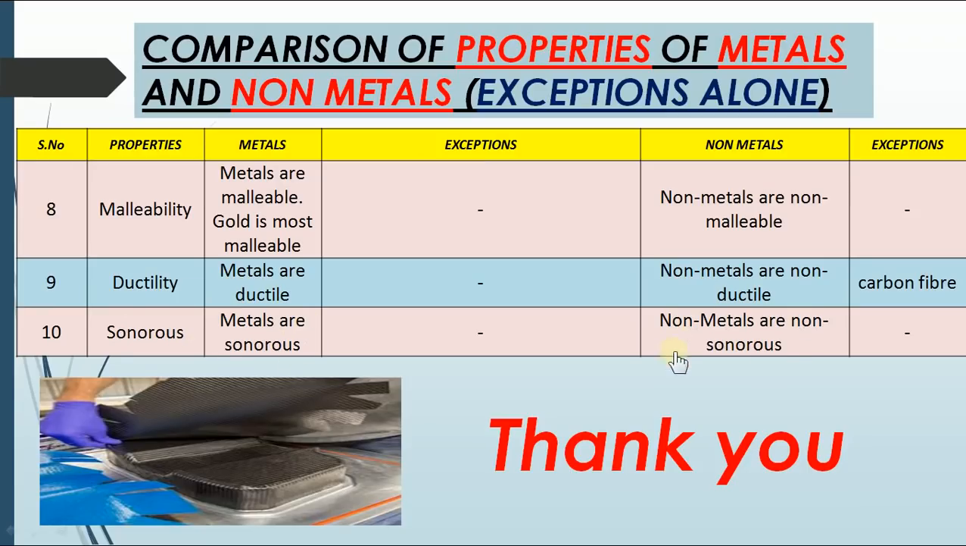Next, non-metals are non-sonorous. That means they do not produce any sound. But the exception, I can say, is iodine. When you shake an iodine bottle, the beads in the iodine create a cling sound like metals. So its exception is iodine here. Anyway, it's not mentioned, but you should know this.